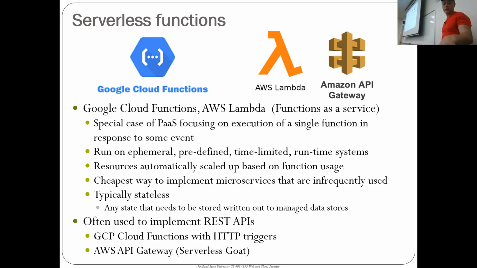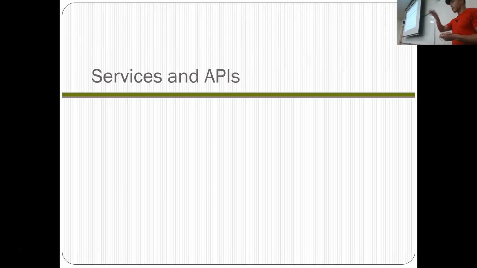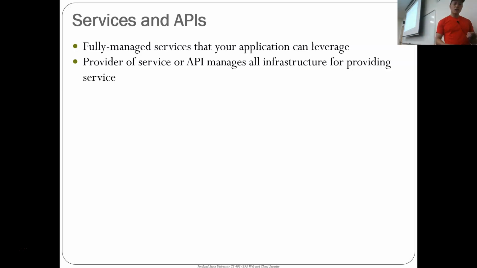So the cloud function with HTTP triggers is going to be used in the Google CTF I'm going to have you do. And the API Gateway is going to get hit by the Serverless Goat exercise that I'm going to have you do. Okay, so the third piece of that: you have server-based stuff, serverless apps. The third thing is services and APIs. These are just fully managed services that your application can just use, and whoever is providing that service manages everything. Now you don't get to run code on their stuff or anything like that. They're exporting you a service and then you just use it.